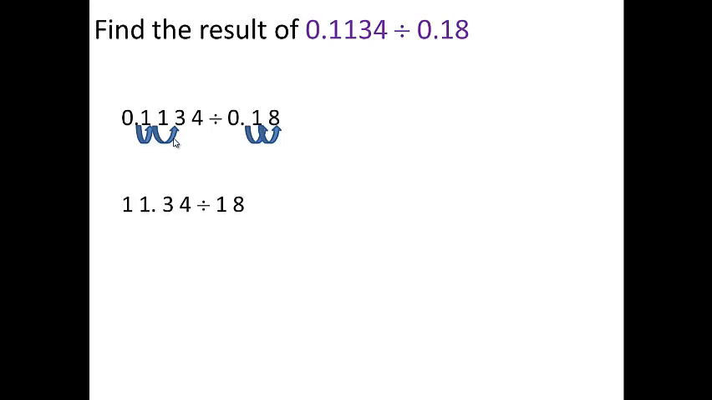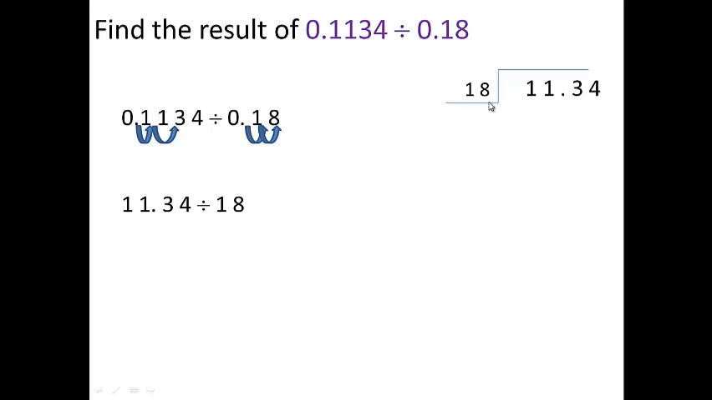Now the problem changes into 11.34 divided by 18. That's what I need to make the divisor whole, whether the dividend has a point or not. Now we will make a long division. Dividend inside and divisor outside.